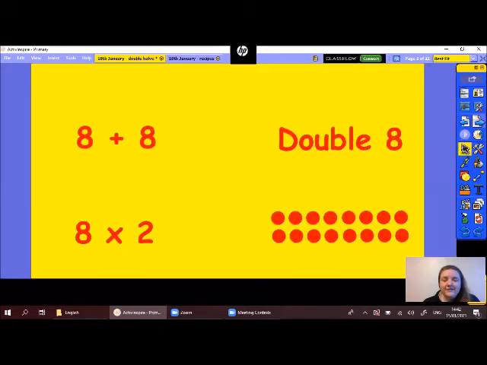The first thing I'd like you to do today is have a look at these 4 things on the screen. What can you tell me about them? Pause the video and have a look. Did you spot anything? That's right, they all equal the same amount. Basically, all 4 of these things mean exactly the same thing, and the answer to all of them is 16. They're all just different ways of saying 2 lots of 8.